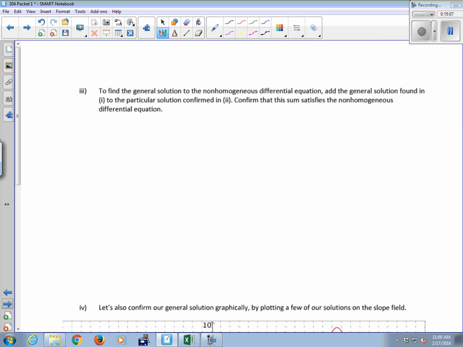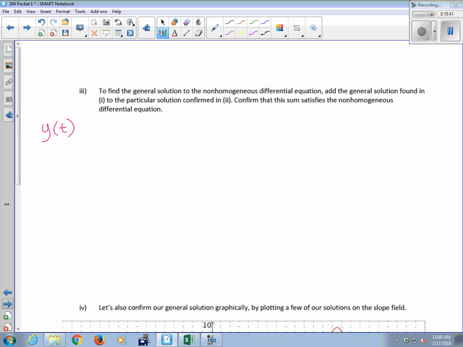All right, and then to find the general solution to the non-homogeneous differential equation, you have to add the general solution from part 1 to the particular solution from part 2, and that sum will be your general solution to the differential equation. There can be multiple particular solutions, yeah. Any differential equation has infinite solutions. You just have to find one of them in step 2.